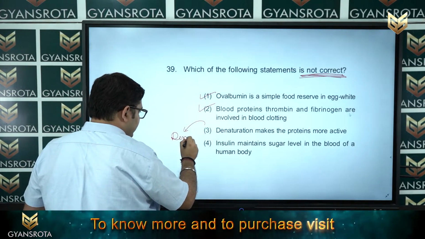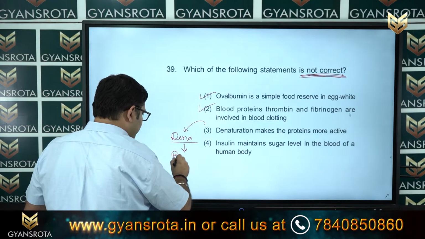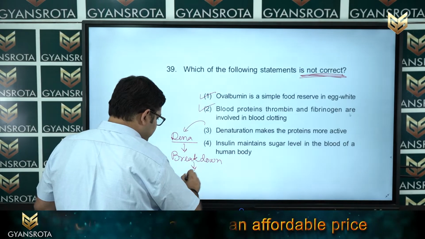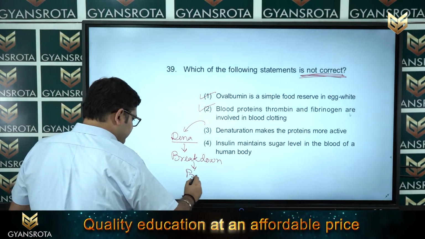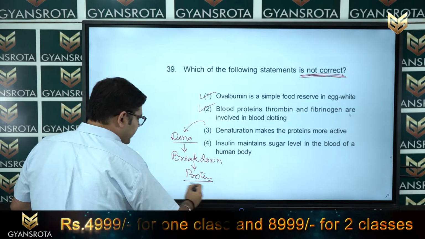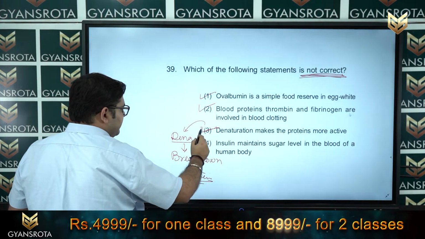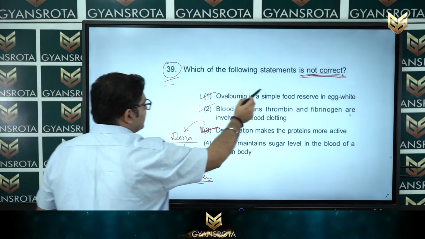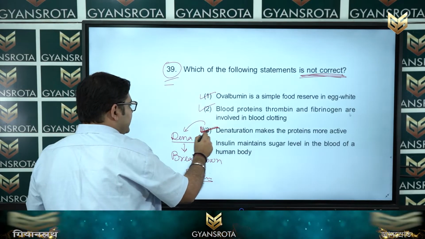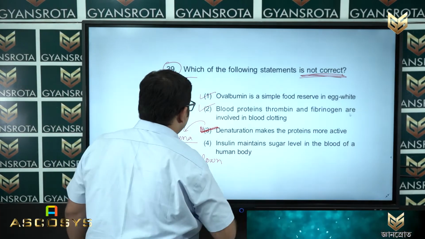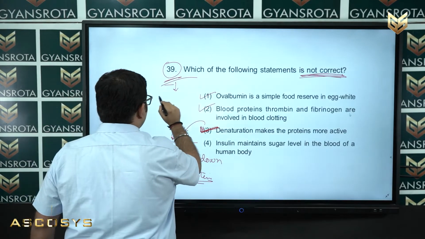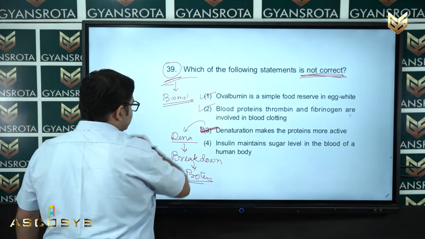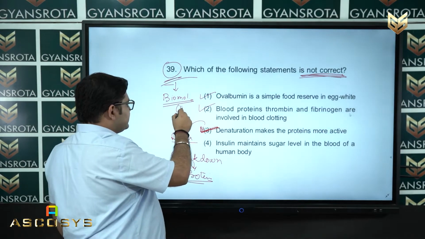Denaturation means it always breaks down the protein, that is, protein structures will be destroyed, it will not be active. So, this is a wrong statement, and for this question they are asking for the statement that is not correct. So, option number 3 is the correct answer to your question number 39, and this question is asked from your biomolecules chapter of your class 12 NCERT.